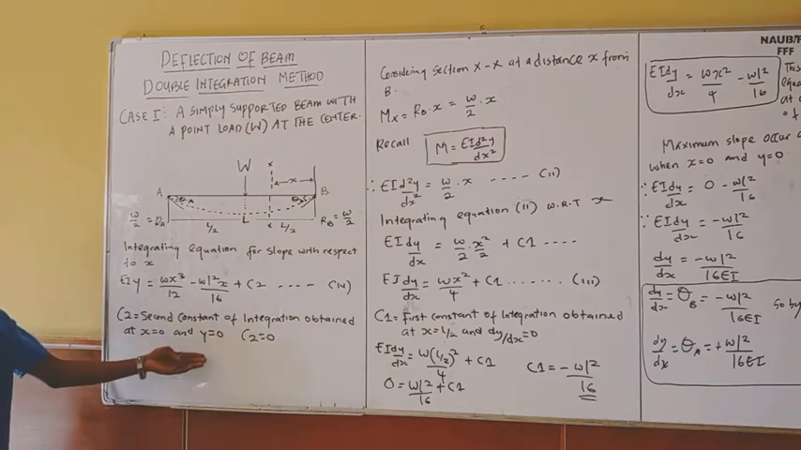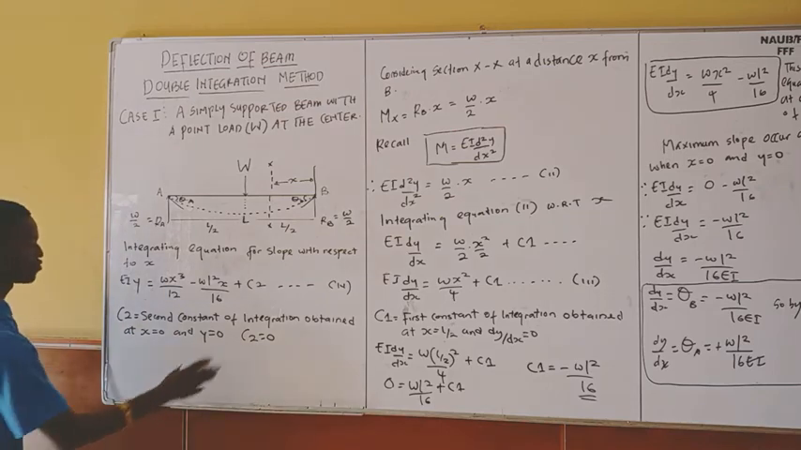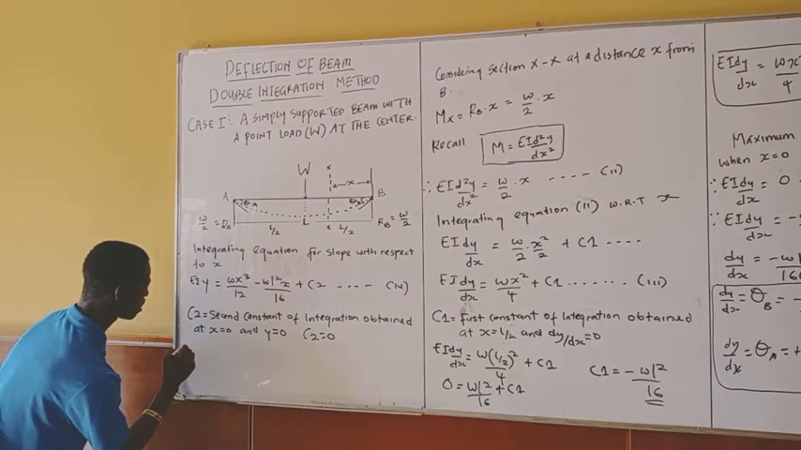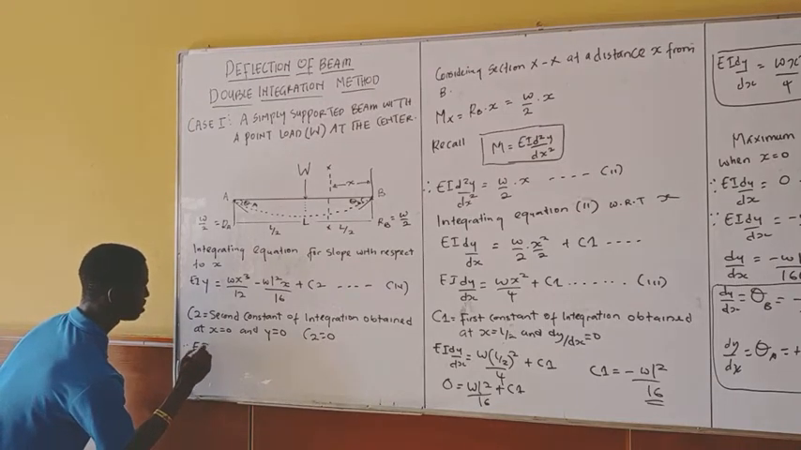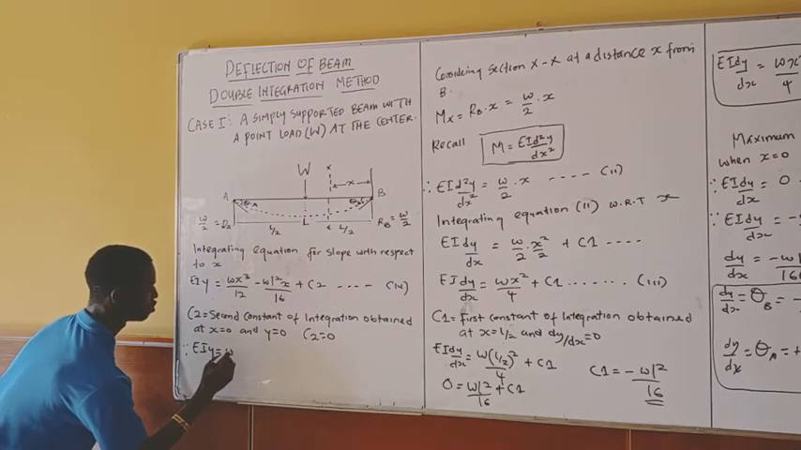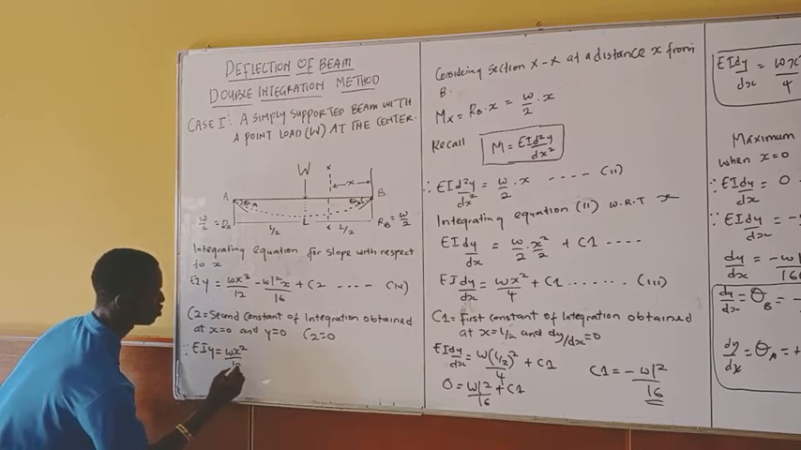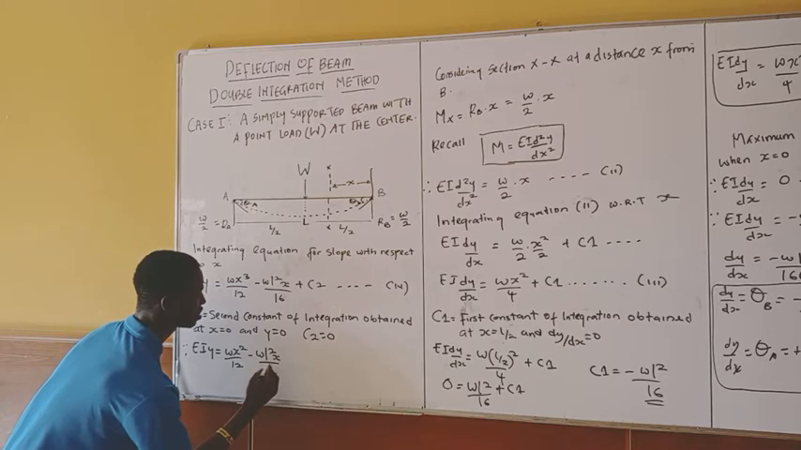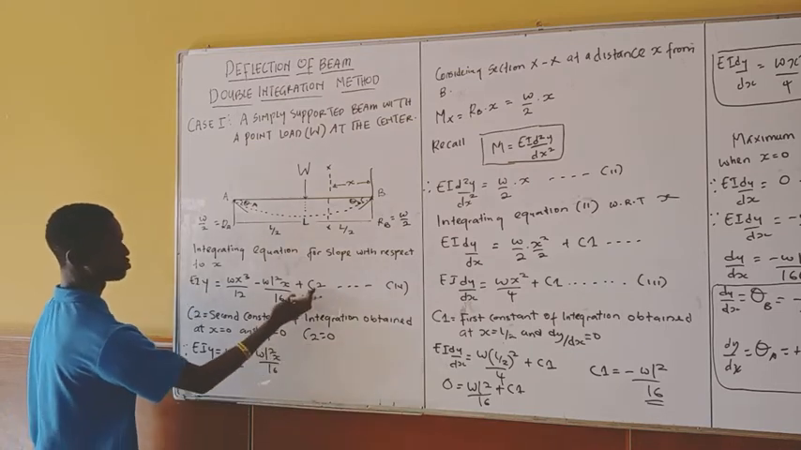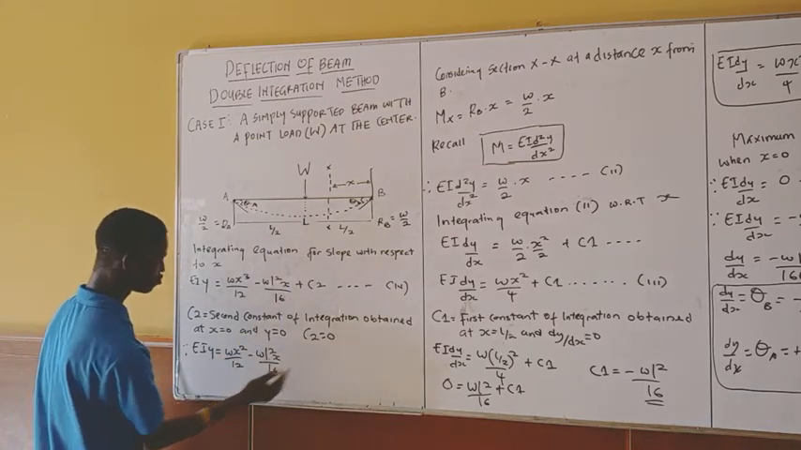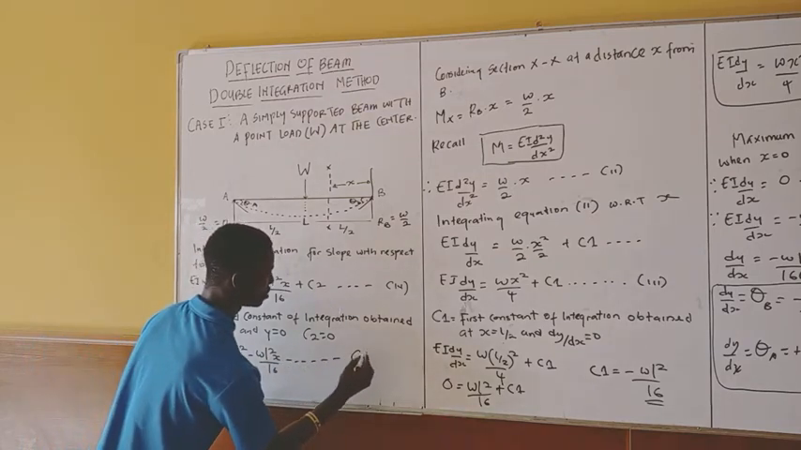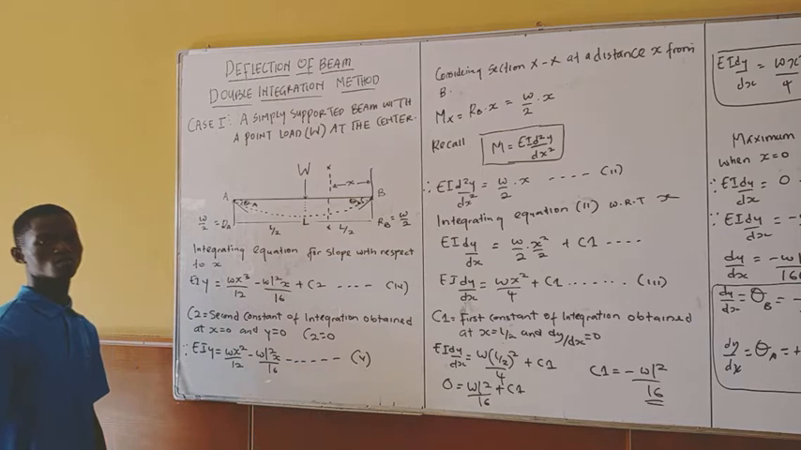x equal to 0, y equal to 0, definitely all this equation is 0. So the next thing for me is to write the equation, since my c2 is 0. So I'm going to have EIy equals to wx square over 12 minus wl square x over 16. Plus c2, which is 0, you know that my c2 is equal to 0. So this is what I'm left with. So this is my equation. Let me call this one my equation 5.